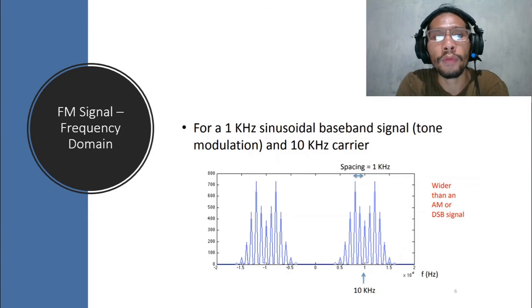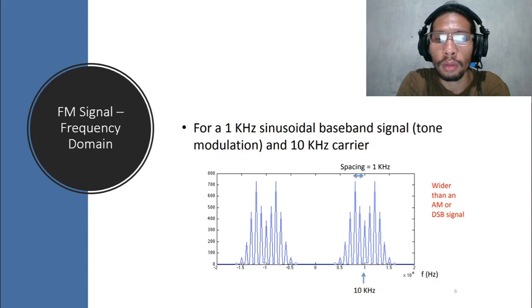So for the FM signal in frequency domain, the graph shows a 1 kHz sinusoidal baseband signal or tone modulation and a 10 kHz carrier. You can see that there are many amplitudes going on in the plot. We can see on the left side that the frequency or the bandwidth is the same on the right side, and they are symmetrical to each other.